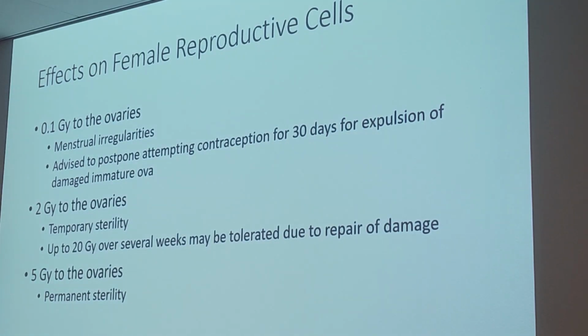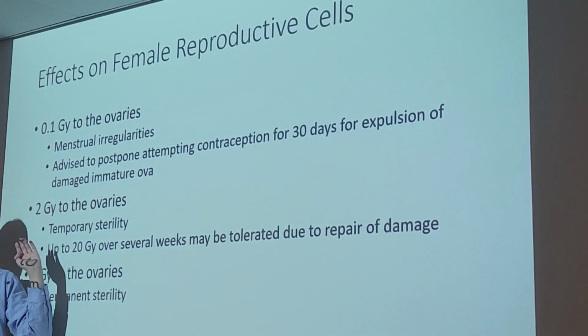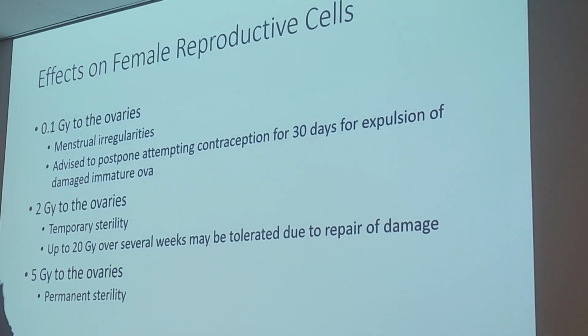Have you seen the word fractionation in your reviews at all? Not yet, okay. Fractionation sounds like the word fraction, so that means divided. You have a dose, and the effect of the dose is different depending on if you give it all at one time or in fractions over a period of time. A female can actually take up to 20 grays over several weeks because of fractionation. You divide the dose into smaller pieces, give it over a long period of time, and you don't have major damage, just minor damage. Even with a dose given every 4 days, you might not have temporary sterility until you reach the 2 grays.